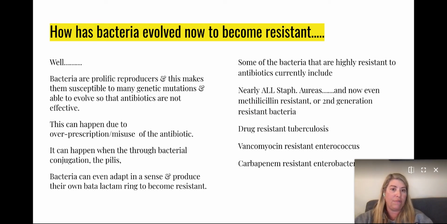Some bacteria examples that are highly resistant to antibiotics that we currently have: nearly all of Staph aureus, we're on second generation. We've got methicillin resistant bacteria. We have drug-resistant tuberculosis, TB. We have vancomycin resistant enterococcus, and we have carbapenem resistant enterobacteria, I think it's called.